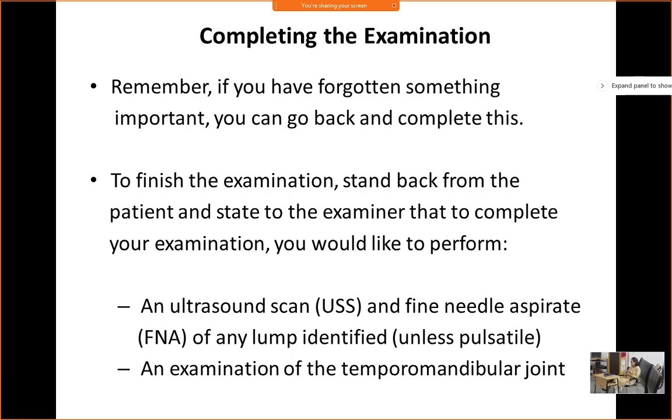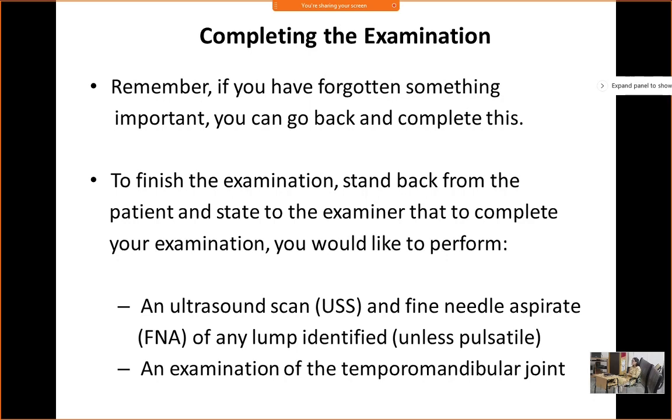So to finish the examination, stand back from the patient and state to the examiner that to complete your examination, you would again like to perform an ultrasonography and a fine needle aspirate of any lump identified. So during examination, if on clinical examination of the patient you found that there is a neck lump, then you can go ahead and tell your examiner that in order to enhance your diagnosis, you would like to get an ultrasonography and a fine needle aspirate of the lump detected on clinical examination. And this should be done unless the lump which you have examined clinically is pulsatile.